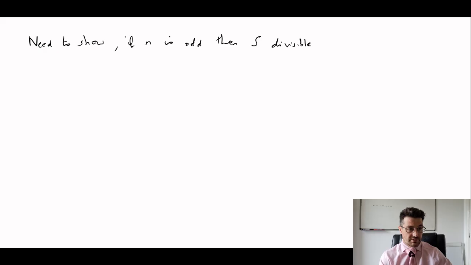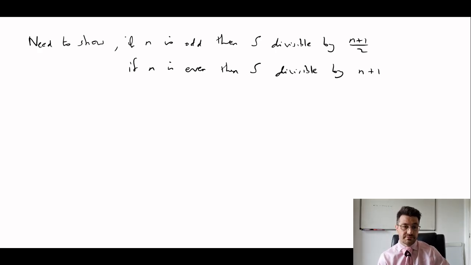So I already had this in my mind. All I wrote was, and this is literally what I wrote on the page: I need to show, if n is odd, then s is divisible by (n plus 1) over 2. And if n is even, then s is divisible by n plus 1. That's all I wrote.